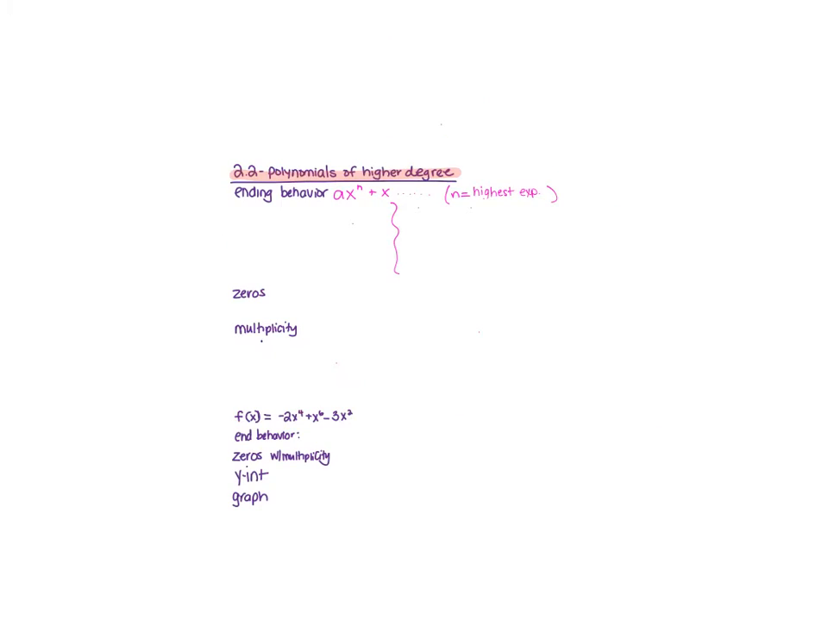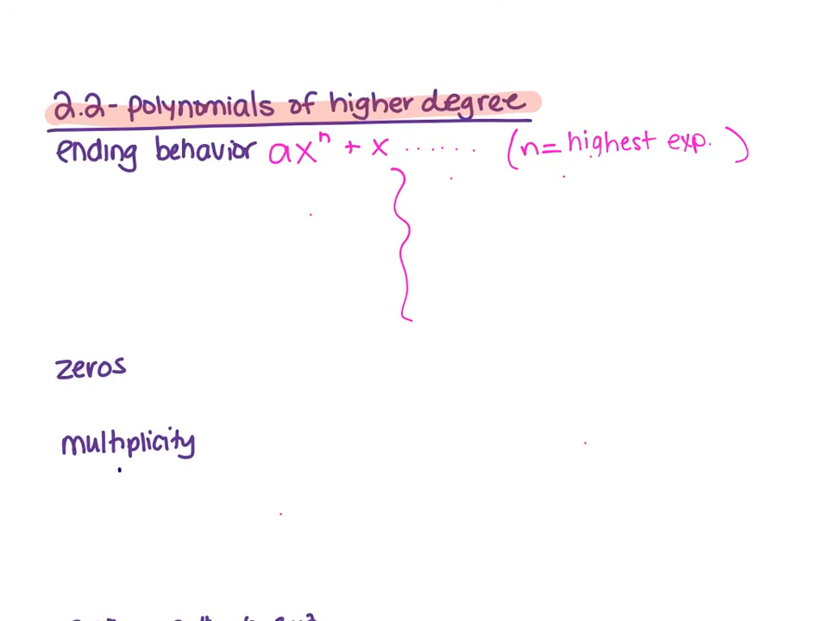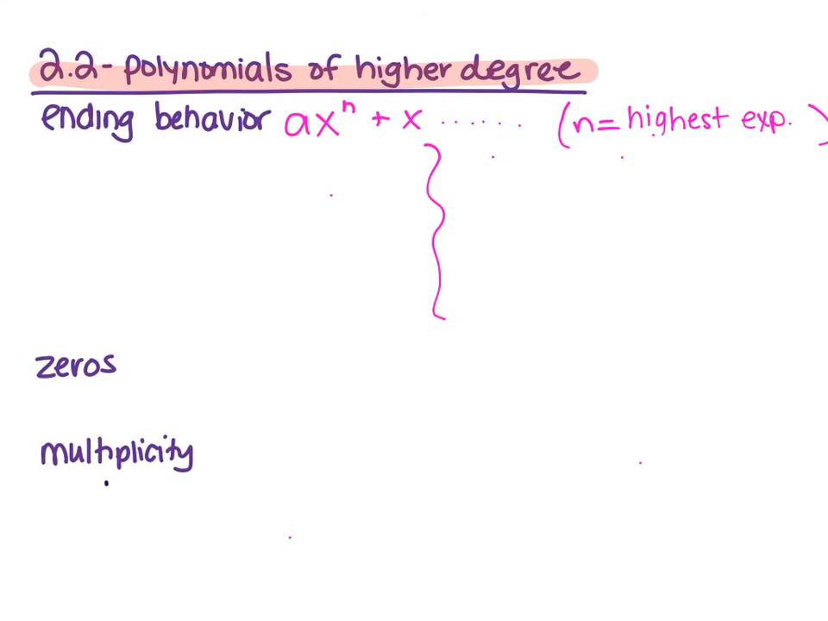All right, in 2.2, you did the polynomials of higher degree. So this is where you're finding end behavior, your zeros, your multiplicity, your intercepts, and your graphing. This is not involving your graphing calculator, okay? So for end behavior, remember you're looking for the highest exponent. You always want to put it in order from highest to lowest, and then identify the exponent.